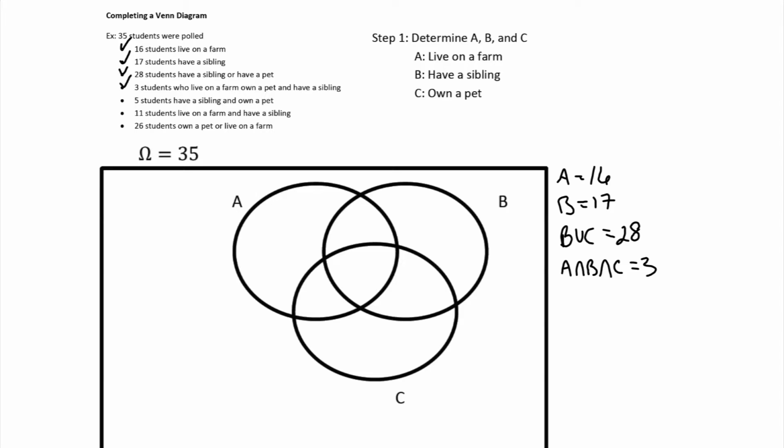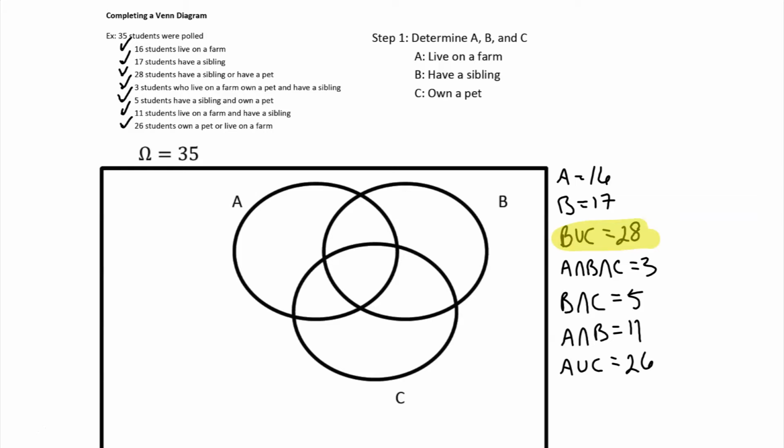5 students who have a sibling own a pet. So that's just B and C again. Remember previously here, this was an OR. We had an OR siblings and pets, but it was an OR situation in that case. 11 students live on a farm and have a sibling. So that's A and B is equal to 11. And 26 students own a pet or live on a farm. So A or C is equal to 26.